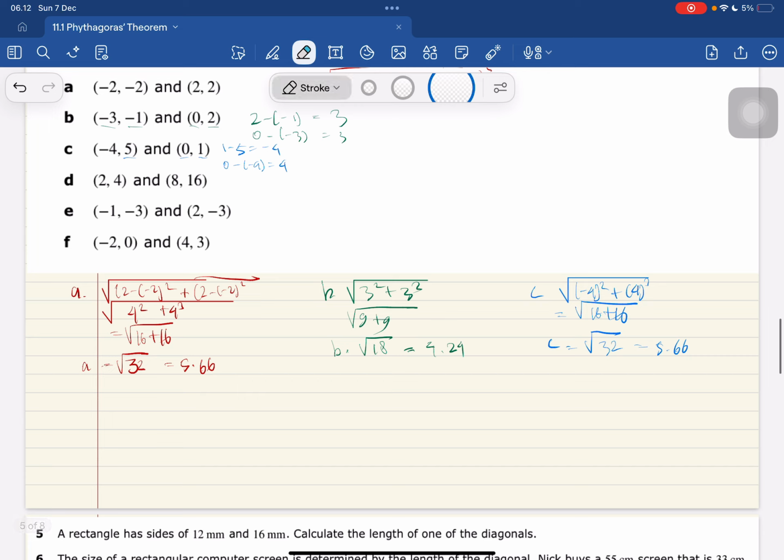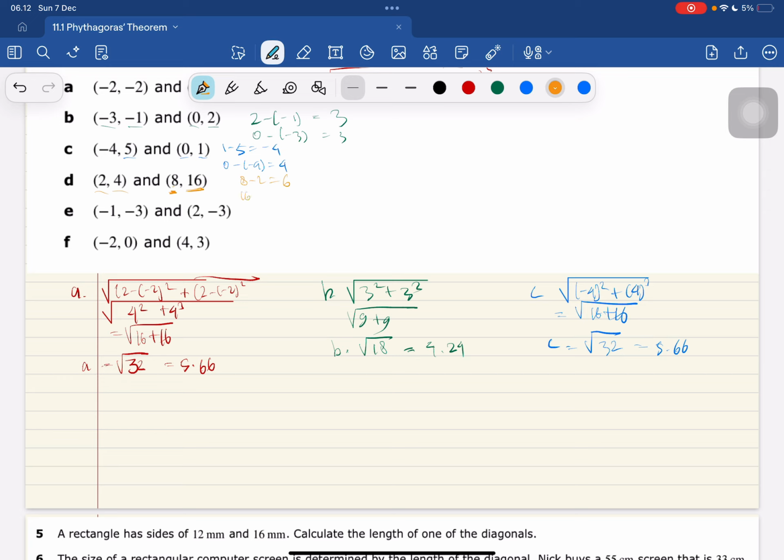Next for D. Okay, let's make it first 8 minus 2. 8 minus 2 equal to 6. 16 minus 4 is 12. Okay, this is for the D. So square root of 6 square plus 12 square. So this square root of 36 plus 144. So for D, this square root of 180, or equal to 13.4.